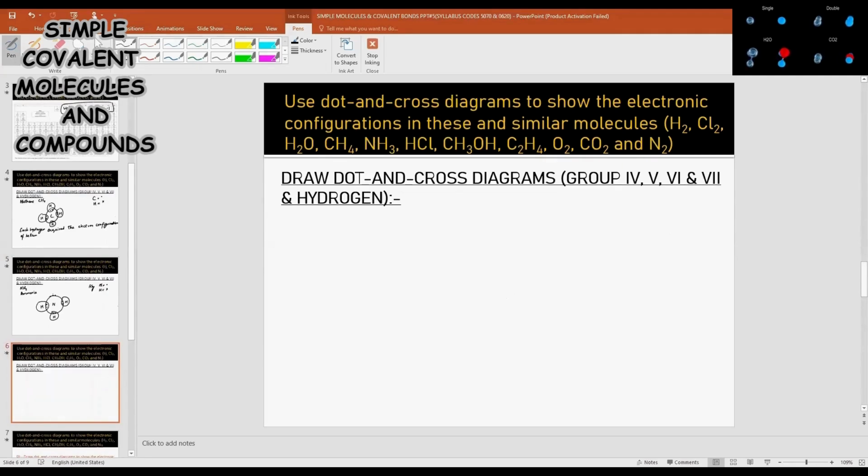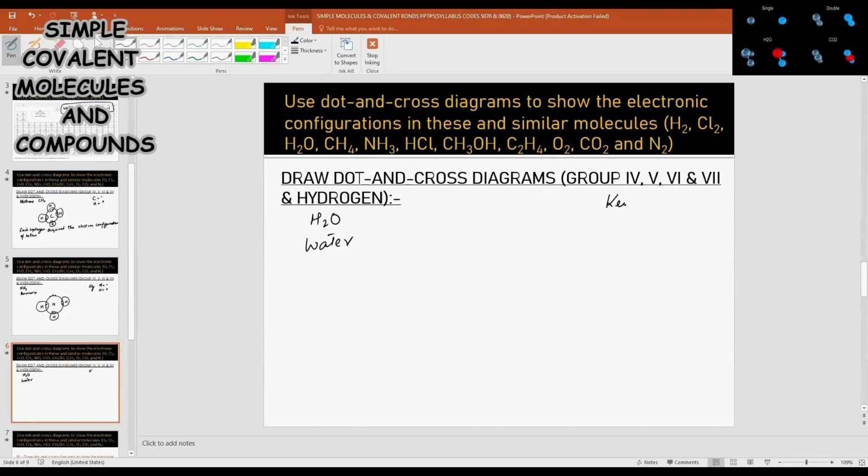Now I'm drawing the dot and cross diagram between hydrogen and oxygen, which is H2O. You know the name of this compound, it is water. You know water is very important. We can't live without water. Oxygen belongs to group 6, which means it needs 2 electrons to complete its valence shell. Therefore, it will share 2 valence electrons with 2 hydrogen atoms.